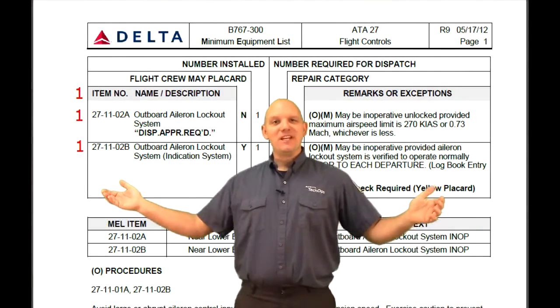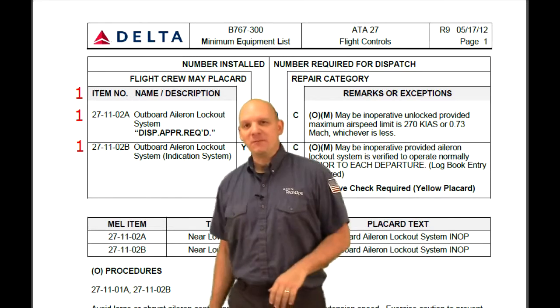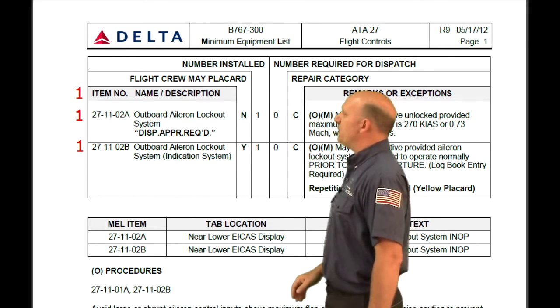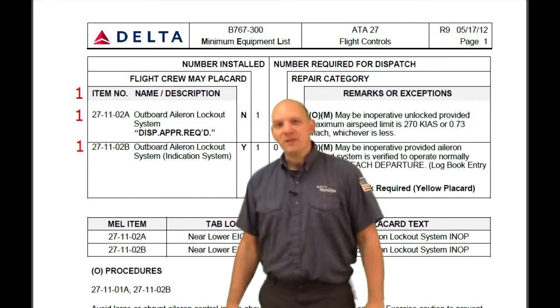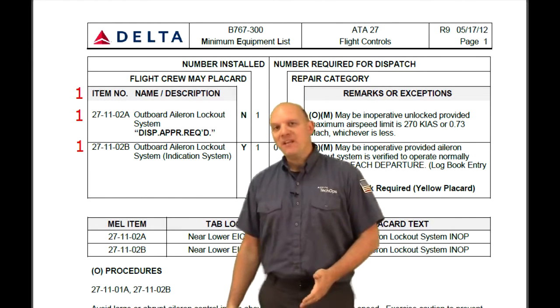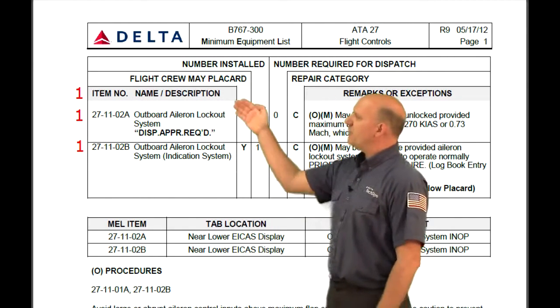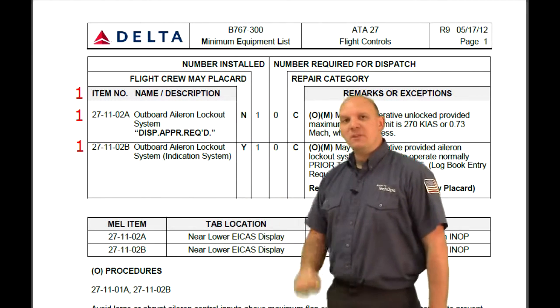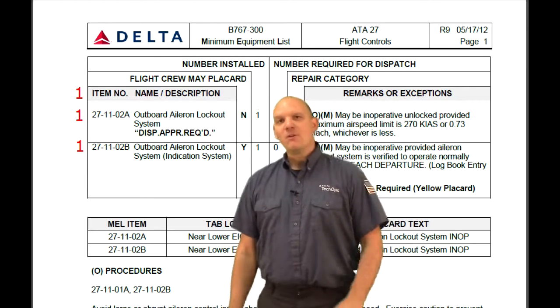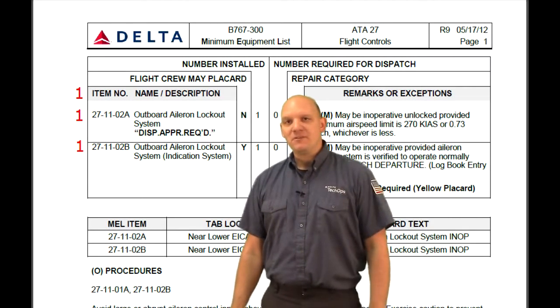So here we are inside the MEL. I want to go over the different pieces of information we're going to see on a typical page, starting with number one. It's the MEL item number. It's in an ATA format. You may notice the same actual ATA numbers with different codes, A or B. We have to be careful to use the exact reference that we're going to be authorized to make this deferral.